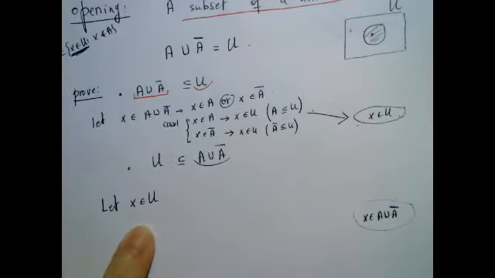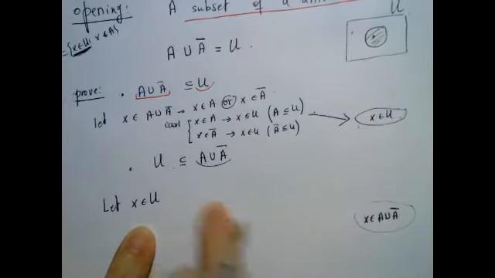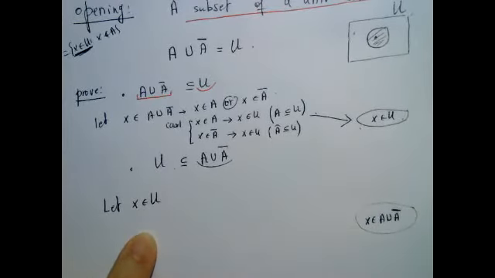Anybody wants to pitch in? So I'm taking any element in U, in the universe, and I'm going to tell you that this element is in A union A complement. So how can I kind of connect? Actually, I need only almost one line to connect.